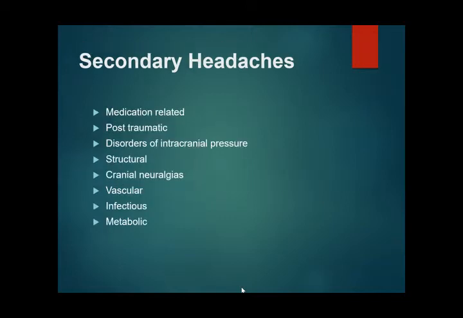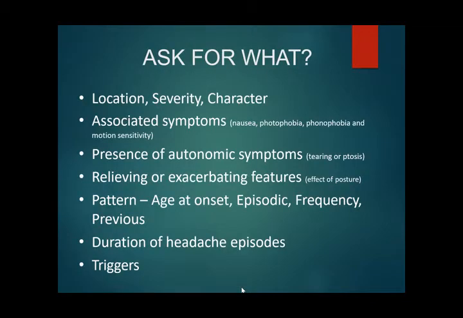History should include the location of the headache, whether it is frontal, occipital, around the eye, periorbital, temporal. Severity is very important, whether it is mild, moderate, severe. Character is very important, whether it is a constant headache, a jabbing pain, or a throbbing headache. Then associated symptoms are very important, as you can characterize whether it is a primary or a secondary headache. Nausea, photophobia, phonophobia, these are all features of usually migraine patients. So associated symptoms are important.